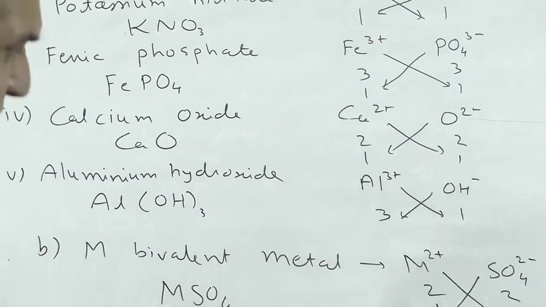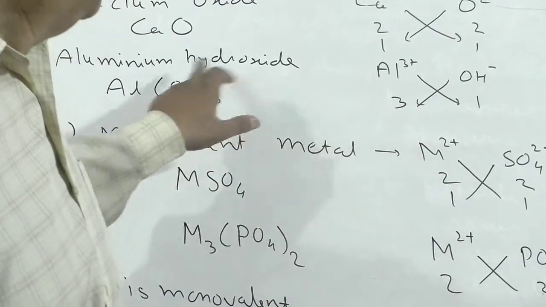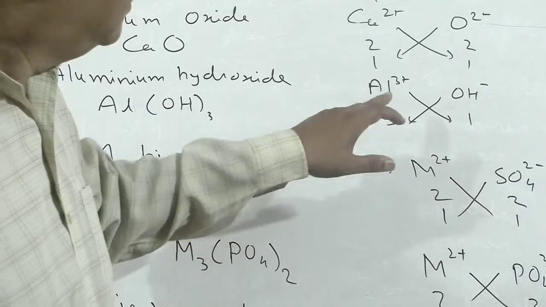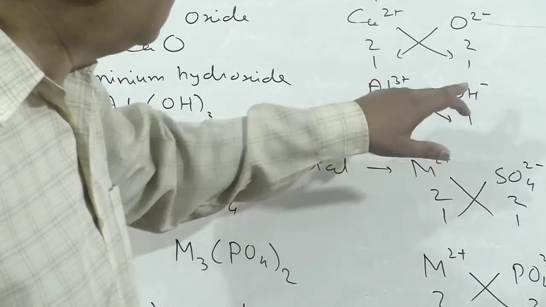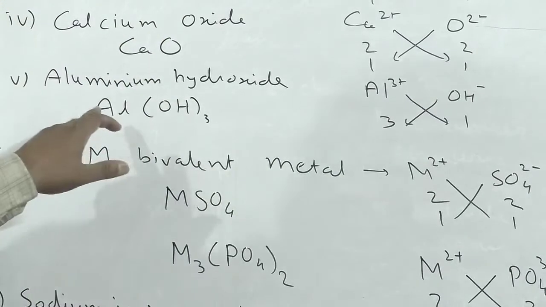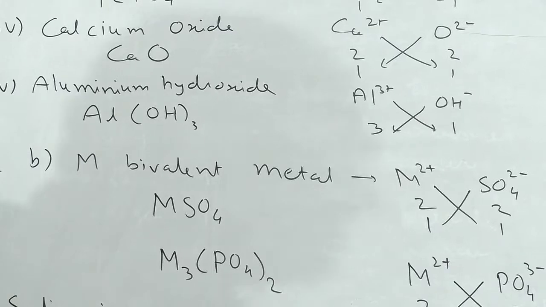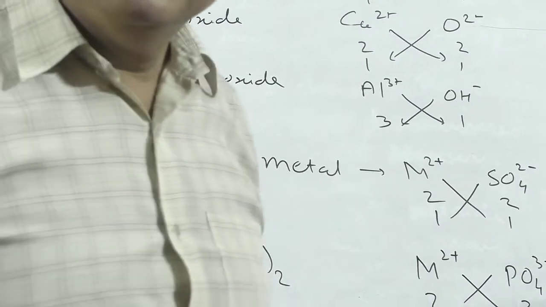Aluminium hydroxide. Okay. Go to the table. Al3 plus, you will find aluminium. Hydroxide OH minus. OH 1 minus, 1. Al3 plus, 3. Cross. 1 will go to Al, 3 will go to OH. So Al(OH)3 is the formula for aluminium hydroxide. Understood?